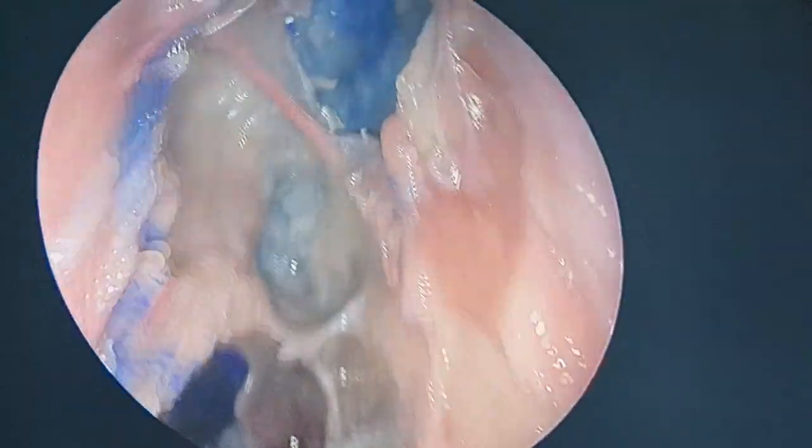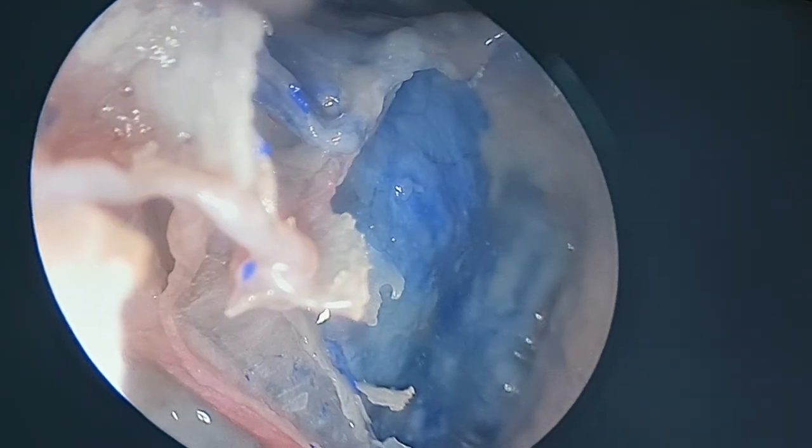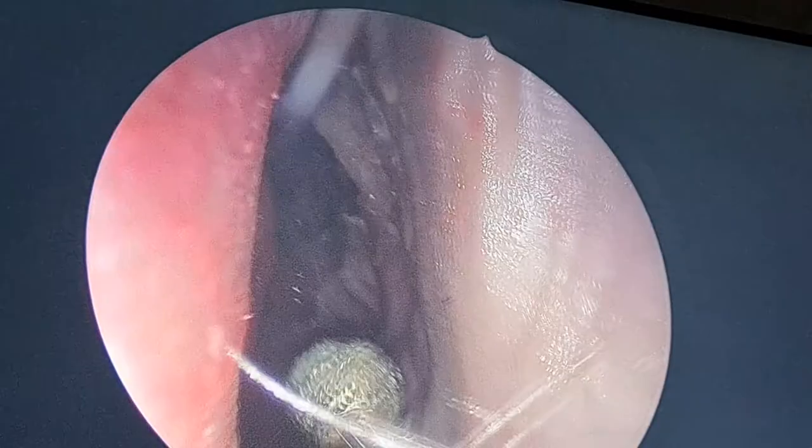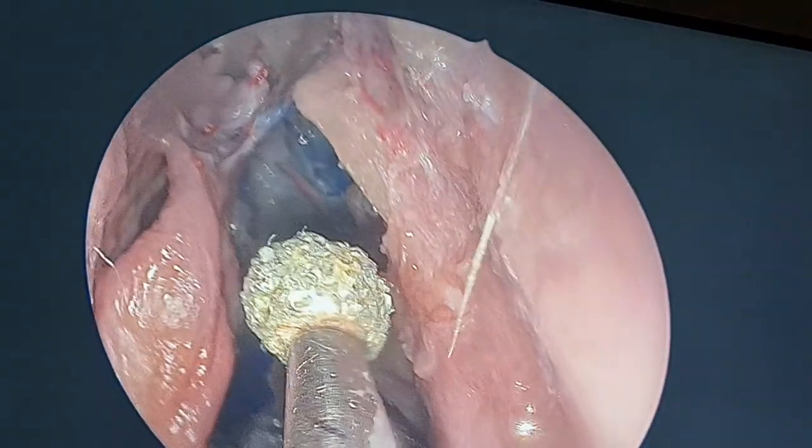This bone is the obstacle. See, my frontal sinus is there up. The obstacle is this bone. How to get rid of this? Simply, I am using my cadaveric, this Medtronic, you know, the stylus bar. This is a coarse diamond.